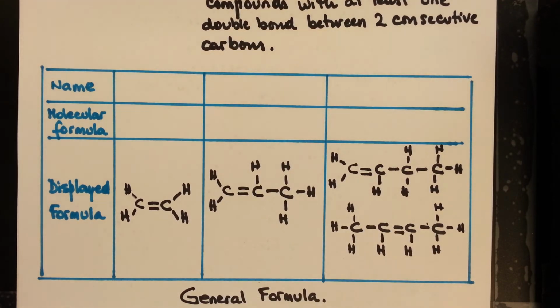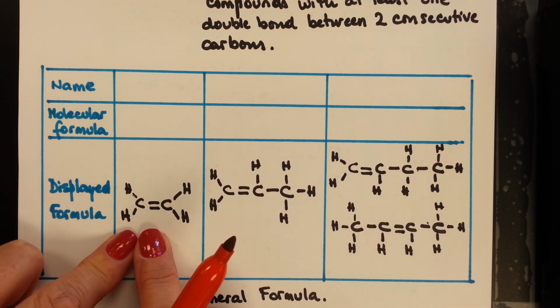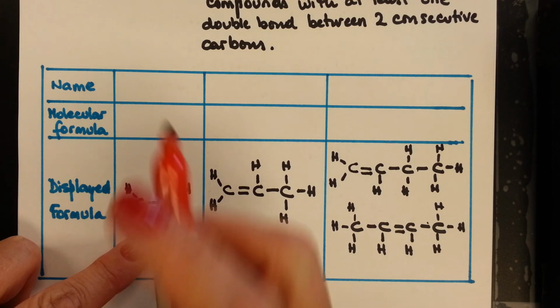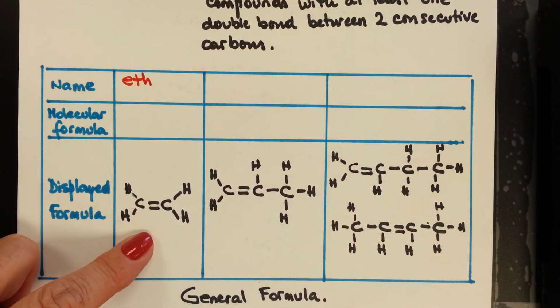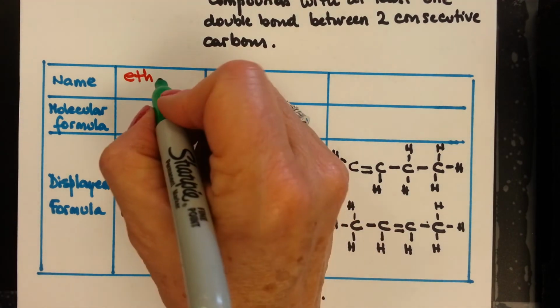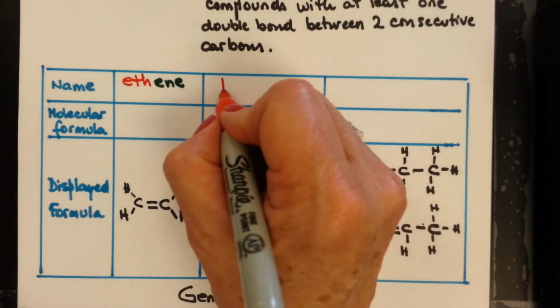Now, how do we name these? This is going to be eth, and with the double bond, it's going to be ene. So the name is going to be ethene. This one is going to be propene.